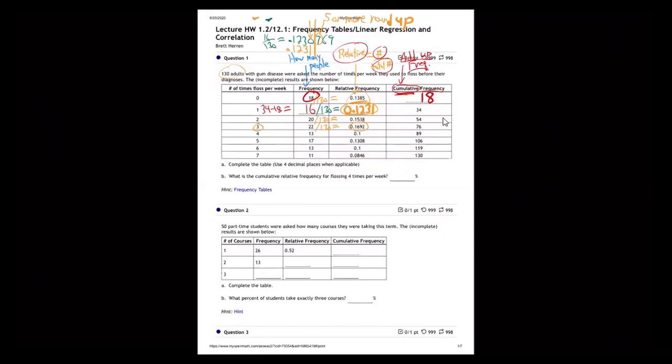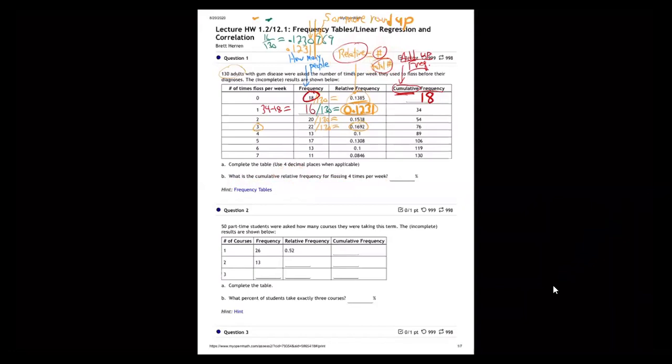All right, and now the final box down here. What is the cumulative relative frequency of flossing 4 times per week? Now, this one confuses a lot of people. Let me help you with this one. Notice it has the word relative in it. See what I said right here about relative? That's the number over the total. Relative means divide. Are you hearing that?